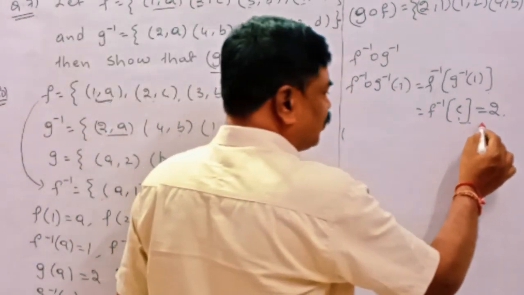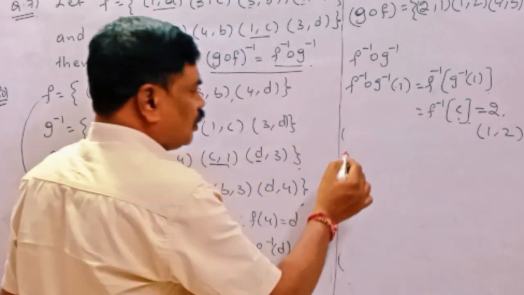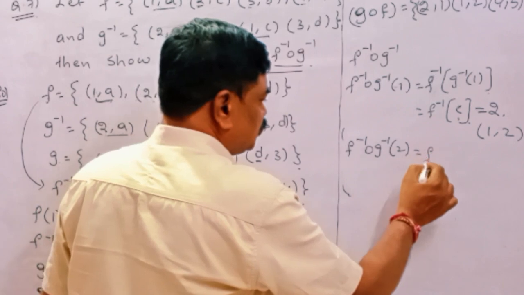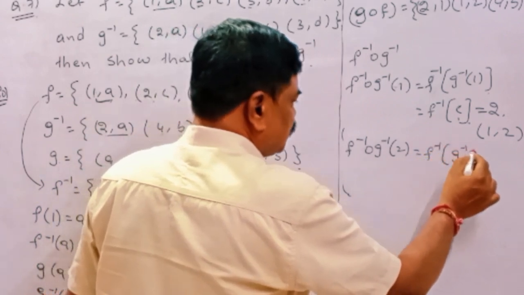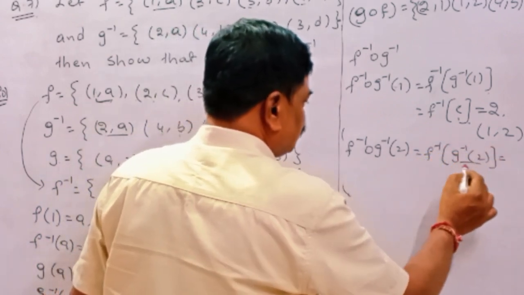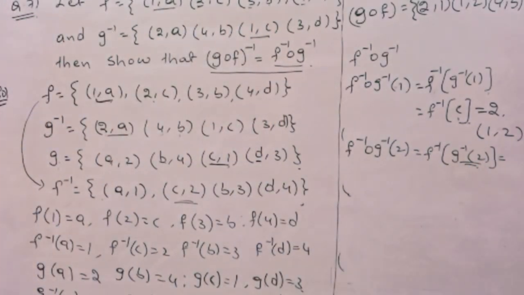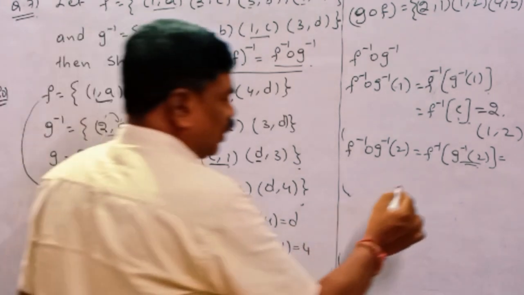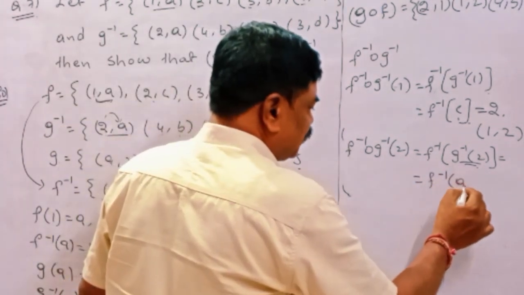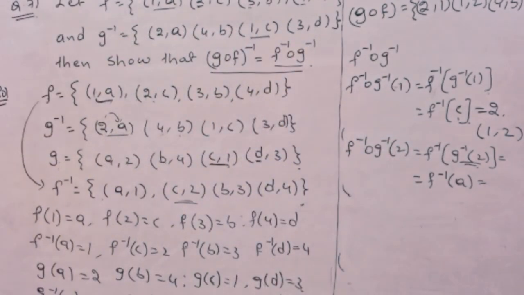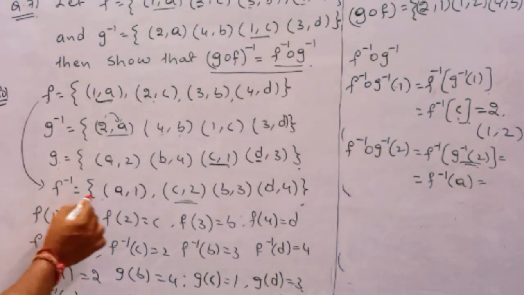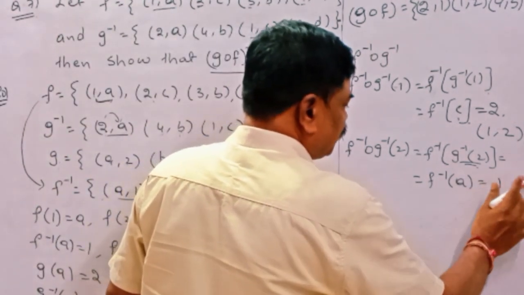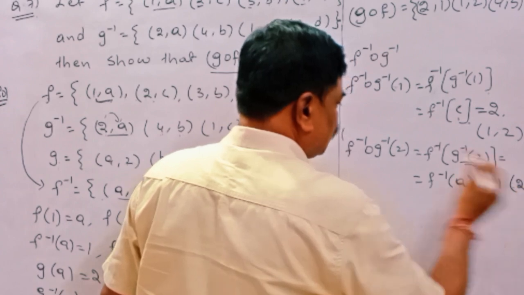Then what is the ordered pair? (1, 2). So F inverse circle G inverse of 2 is equal to F inverse of G inverse of 2. But what is G inverse of 2? G inverse of 2 is equal to A. That is F inverse of A. What is F inverse of A? It is equal to 1. Then the ordered pair is (2, 1).